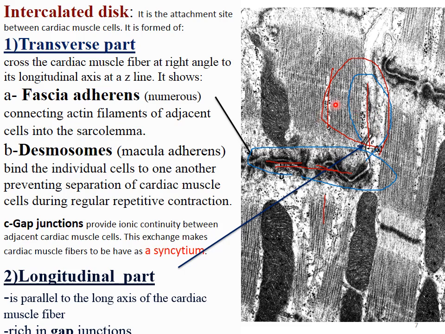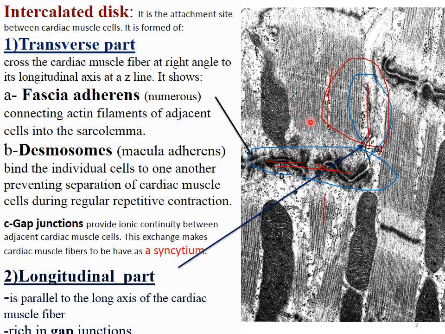Again, intercalated disc is the attachment site between cardiac muscle cells, which is formed of transverse part and longitudinal part. Transverse part crosses the cardiac muscle fiber at right angle to its longitudinal axis at Z line. Longitudinal part of intercalated disc is parallel to long axis of the cardiac muscle fiber.